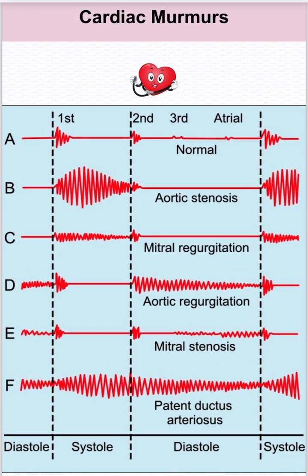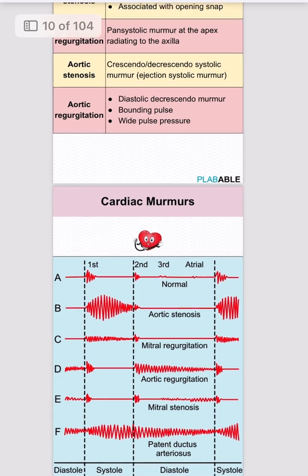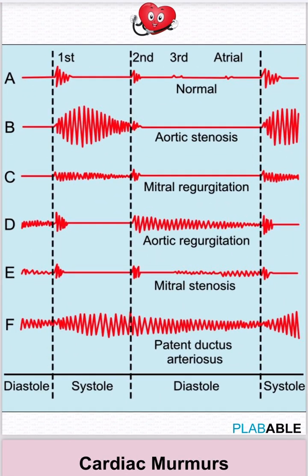So normal, there will be the start of first and second heart sound, the start of systole and diastole. That is normal. If it is audible throughout the systole, then it is aortic stenosis, and there will be a systolic decrescendo. And if it is throughout the systole but is a pansystolic type, then it is mitral regurgitation.